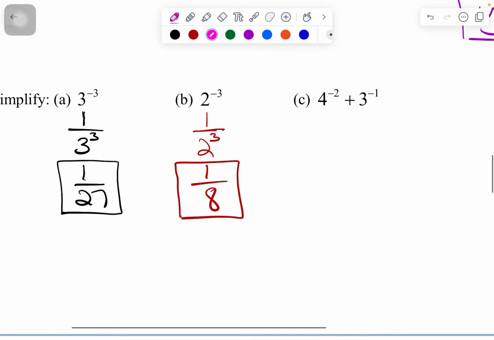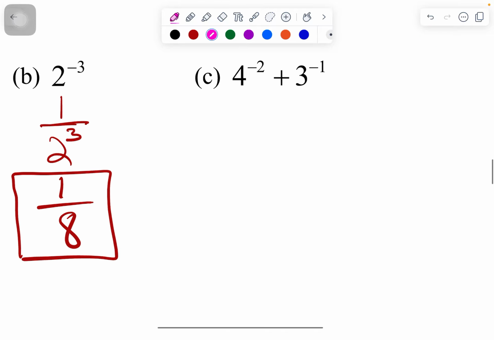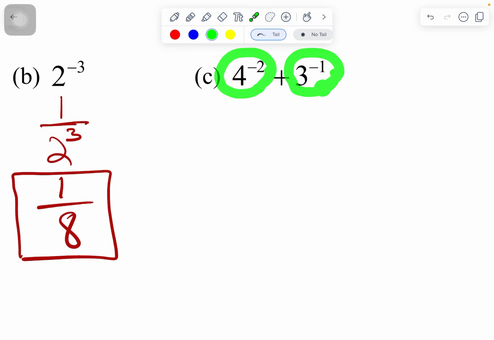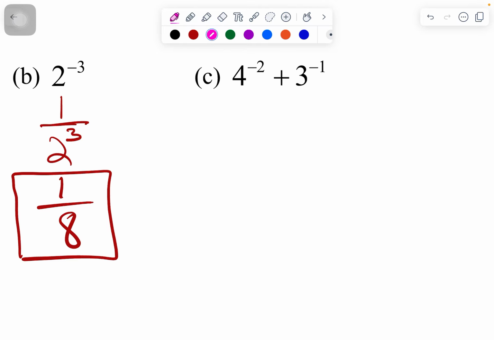However, part C is going to get a little bit of a step up here because we are going to simplify 4 to the negative 2. We're going to simplify 3 to the negative 1, and then once I get those two, we're going to add them up. So 4 to the negative 2 becomes 1 over 4 squared. 3 to the negative 1 becomes 1 over 3 to the first.